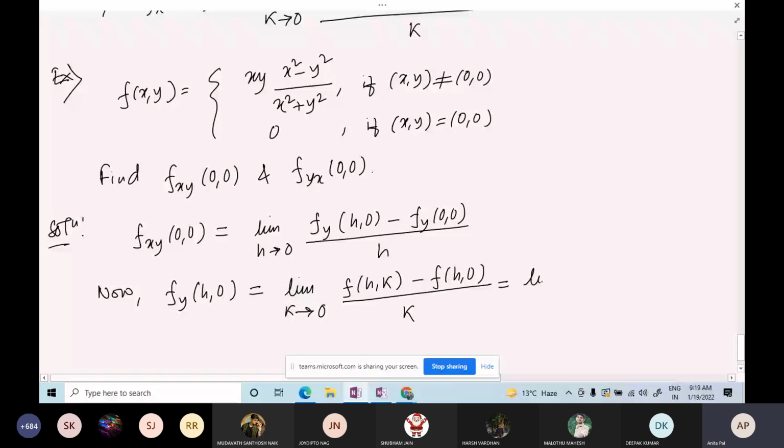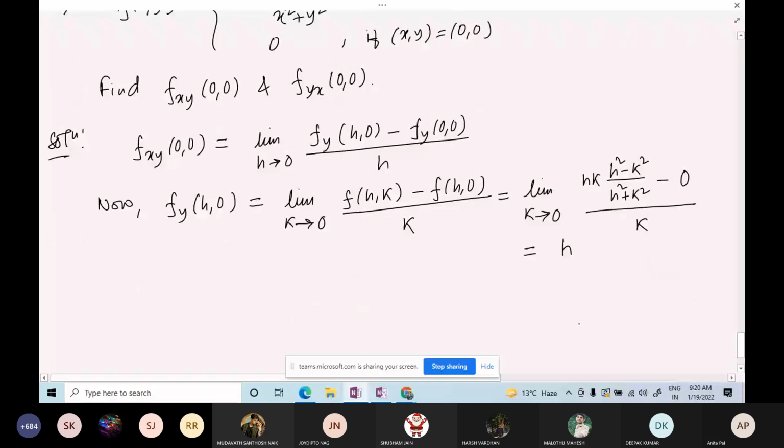So if you want to evaluate this, what is f(h, k)? f(h, k) is nothing but hk(h square minus k square) divided by h square plus k square. This is our f(h, k). What is f(h, 0)? Obviously it will be 0, divided by k. So if you find the limit, this k will be cancelled. If you now put k equal to 0, then you will have h cube by h square. So you will have h.